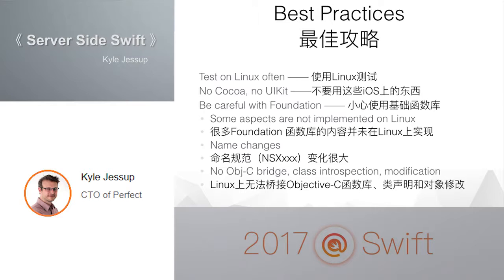No Objective-C bridge. There's no deep class introspection in Swift on Linux. You can do introspection to get data bars, class bars and things, but you can't go as far as you could with Objective-C. And you could list methods that are supported and all this kind of stuff. And of course, there's no dynamic class modification, which you can do in Objective-C.